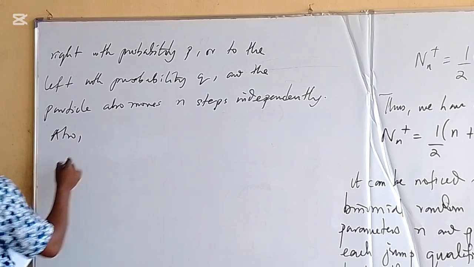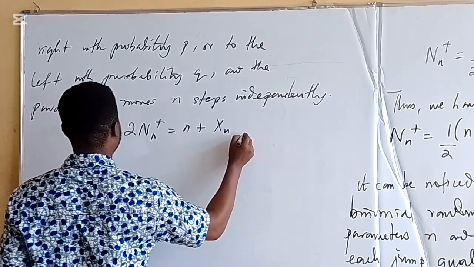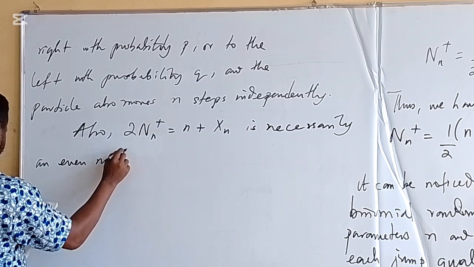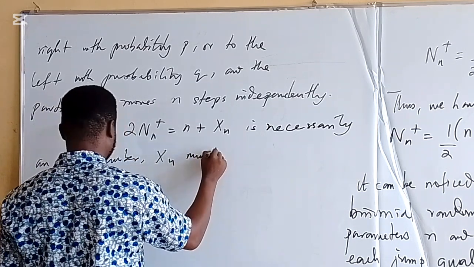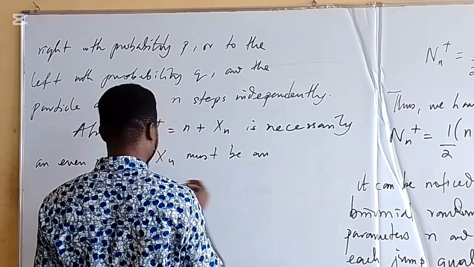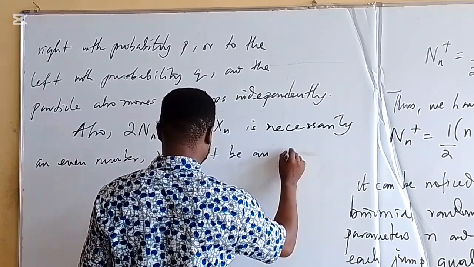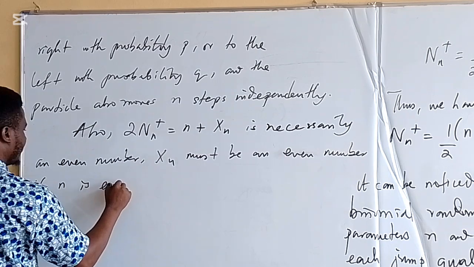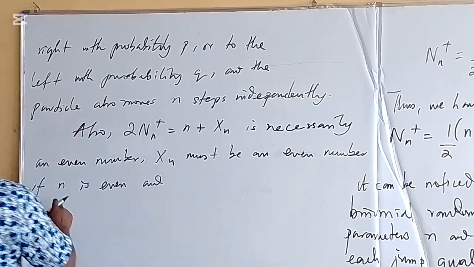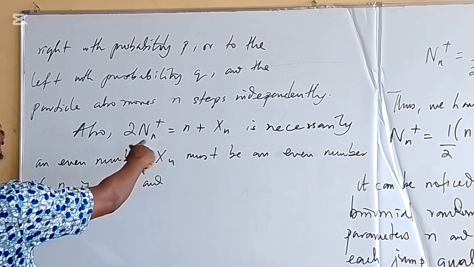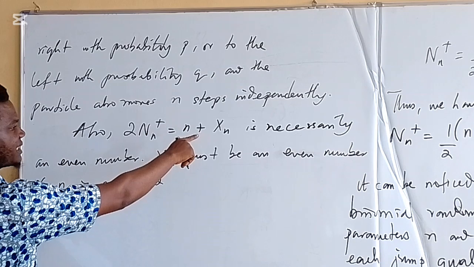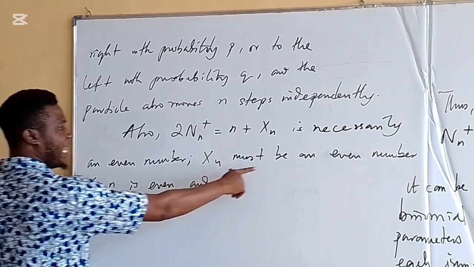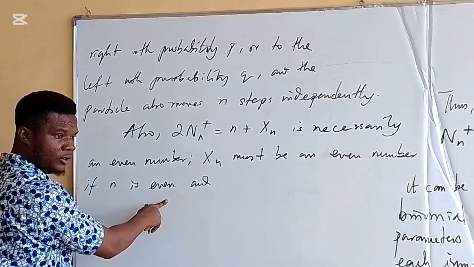Also, 2n plus is necessarily an even number. Xn must be an even number if n is even, and let me put a full stop here. Also, 2n plus, that is n plus xn, is necessarily what? An even number. Put a semicolon here to represent and. And xn must be an even number if n is what? Even. You get me?